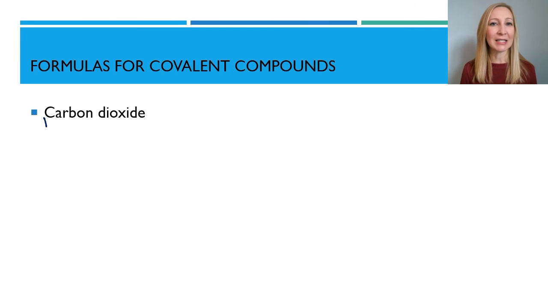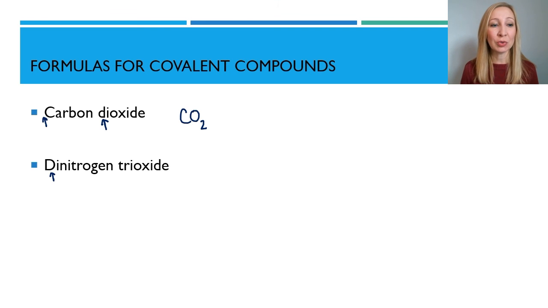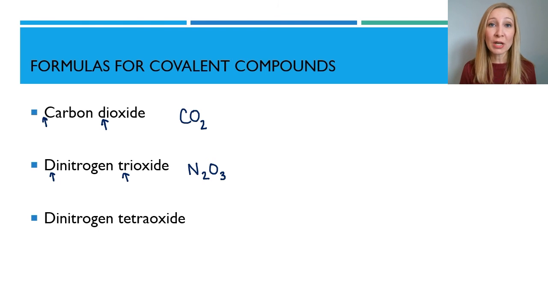So we have carbon dioxide. There are no prefixes in front of carbon, so we assume we have 1 carbon and 2 oxygens, carbon dioxide, so CO2. We have dinitrogen trioxide next. So dinitrogen should be N2, trioxide is O3. So our answer is N2O3. Then we have dinitrogen tetraoxide. So 2 nitrogens and 4 oxygens. So N2O4 is our answer for that formula. I'm going to give you 3 names here, and I want you to pause the video and write their formulas.